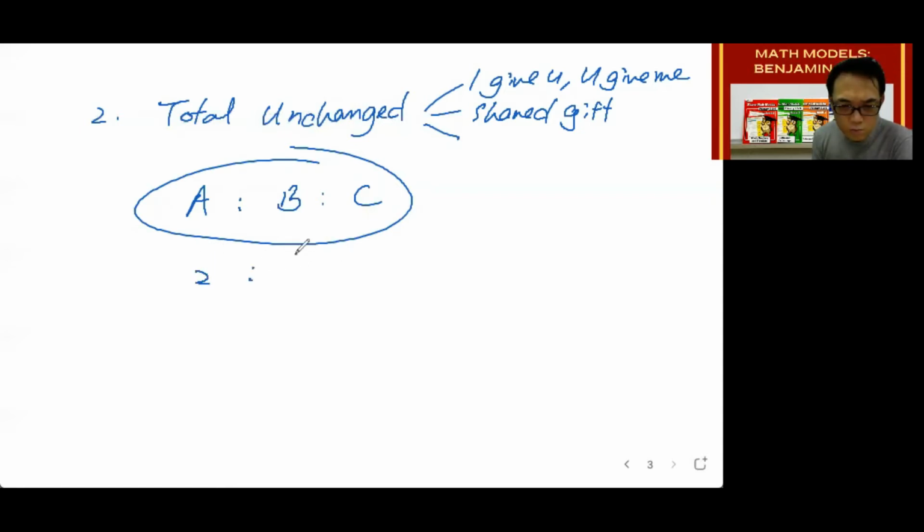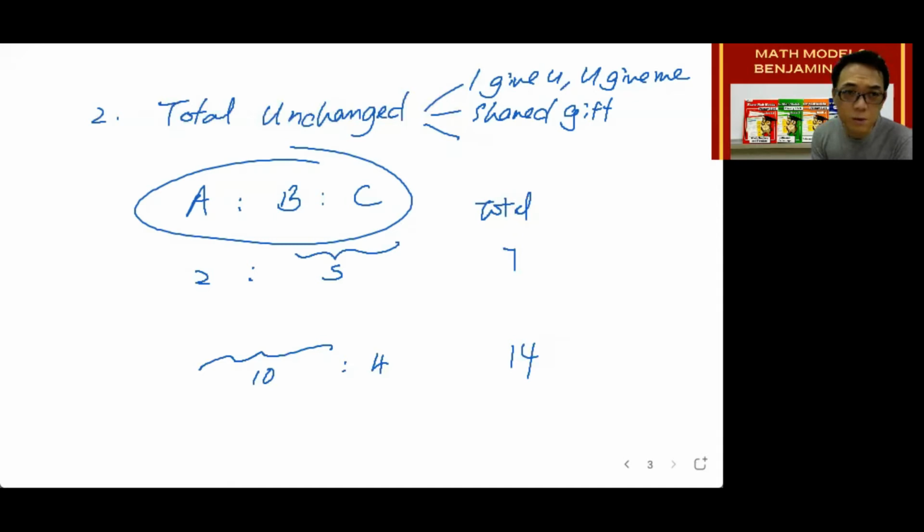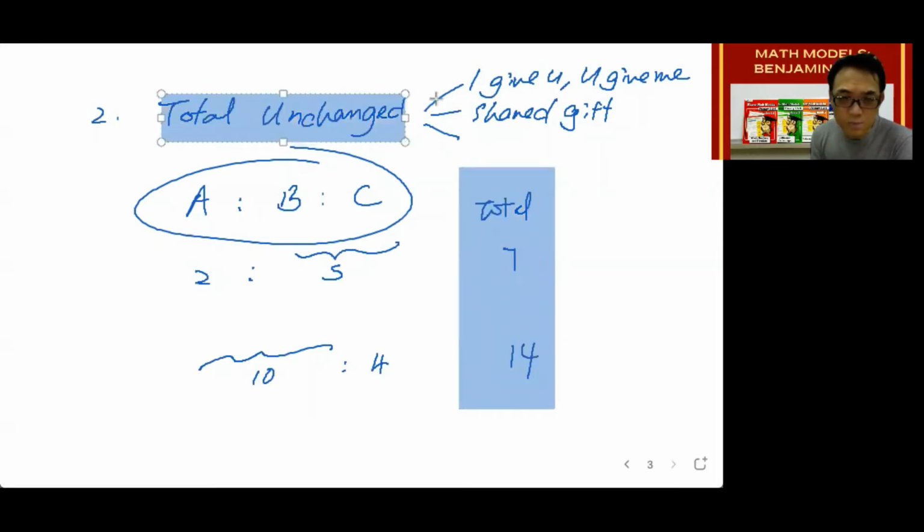2 is to, for example, 5, and then they give you a ratio of, say, 4 is to 10, what you want to do here is to add these two numbers together to get a total, and add these two numbers to get a total, and then equate the two totals because the total is unchanged.